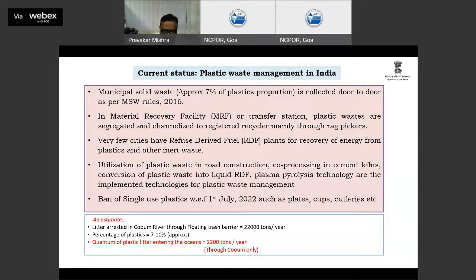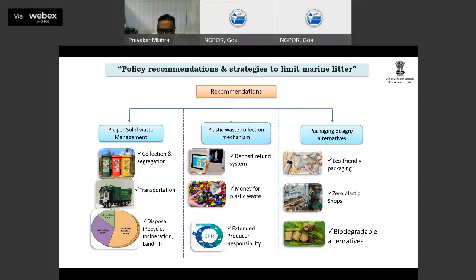Some policy recommendations and strategies to limit marine litter: in the meantime, we had a lot of discussions with different organizations and different countries. In the last 2-3 years, we had almost 10 to 12 rounds of discussions with the Indo-Pacific Ocean Initiative Program, with the SAS region, and with experts within our country. These are some of the things we are going to recommend in the future. We are also trying to get data for our West Coast, state-wise and beach-wise, and find some solutions.